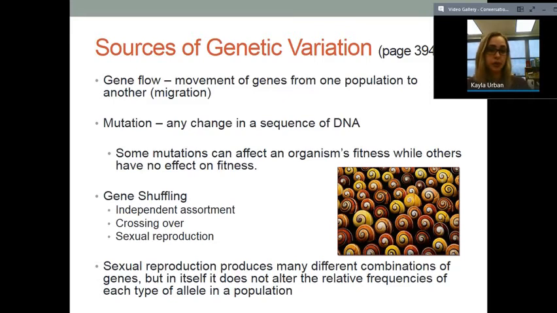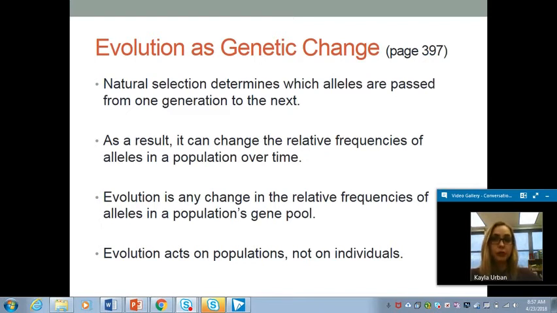Sexual reproduction produces many different combinations of genes, but in itself, it does not alter the relative frequencies of each type of allele in a population. When we talk about alleles, we are again referring to either the dominant or the recessive version of that trait. And everybody has 2 alleles for every trait. You get 1 allele from each parent. So natural selection determines which alleles are passed from one generation to the next. As a result, it can change the relative frequencies of the alleles in the population over time.